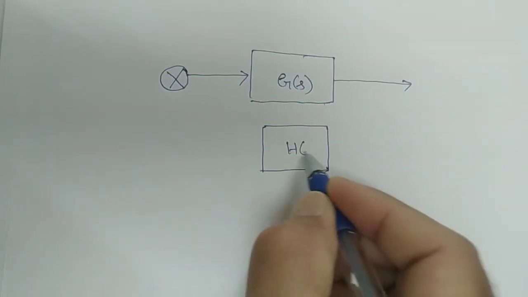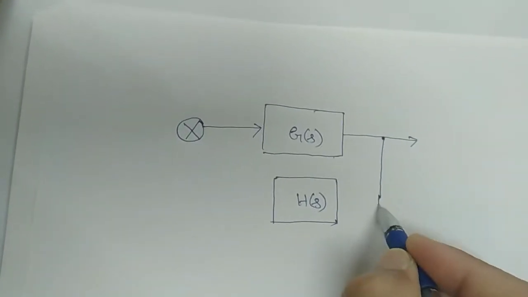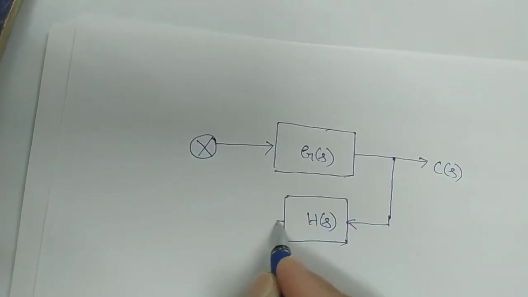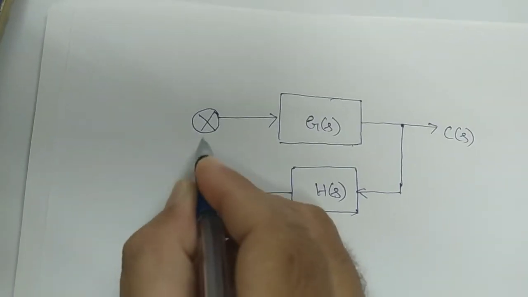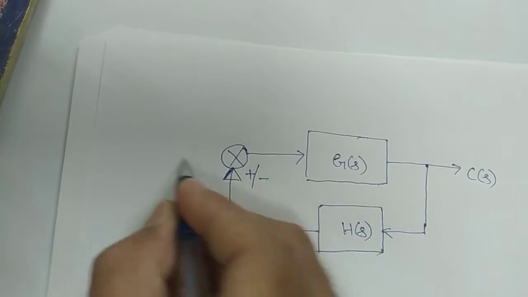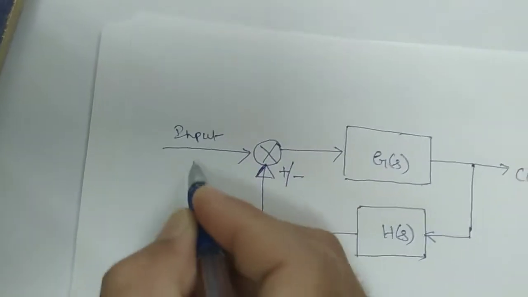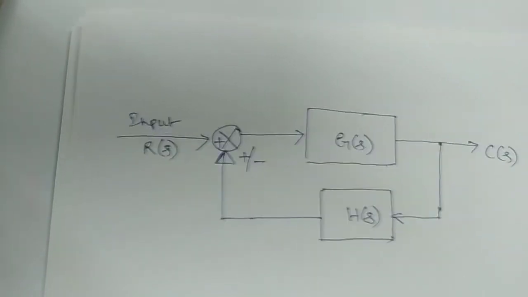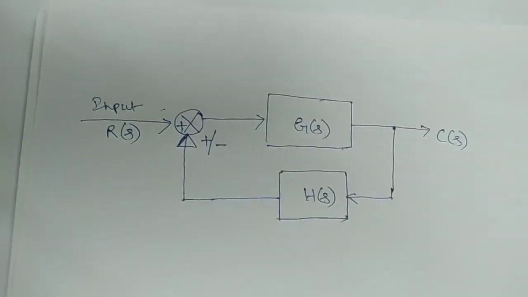This is your H of S, the gain of the feedback network, and part of the output will be given to this network. This is your C of S, and now the output will be given to the summer. I am telling you that either plus or minus will be there for this summer. This is the input, your R of S. This is always plus. This sign sometimes will be represented either in the circle or otherwise sometimes it can be shown here also. Nothing to worry.